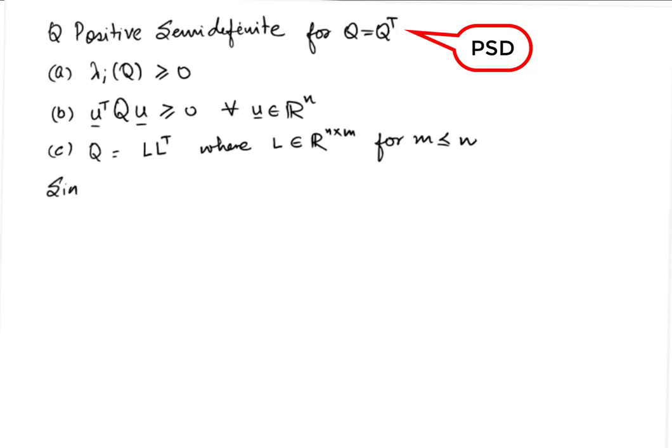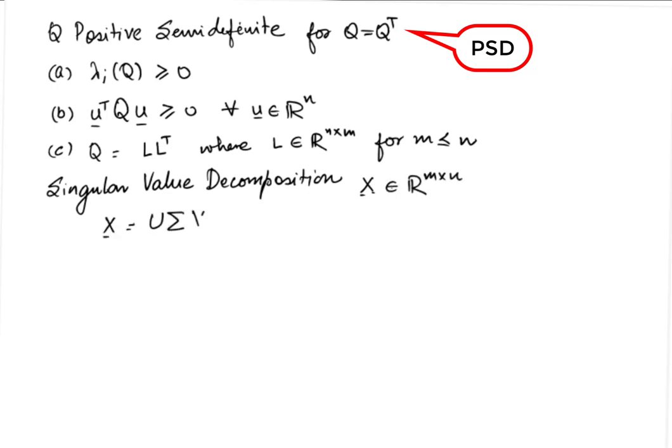A related concept is that of singular value decomposition, which can be applied to an arbitrary m cross n matrix. If X is in R m cross n, its singular value decomposition is given by U times capital sigma times V transpose.